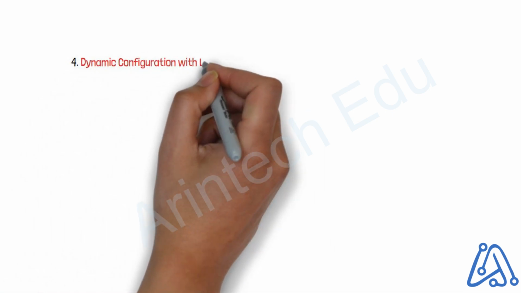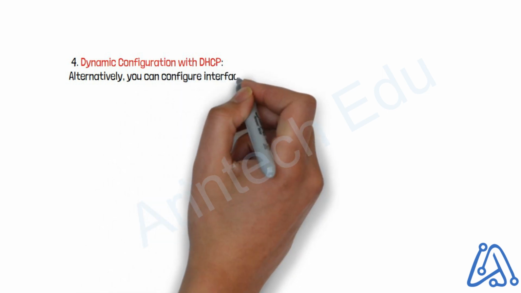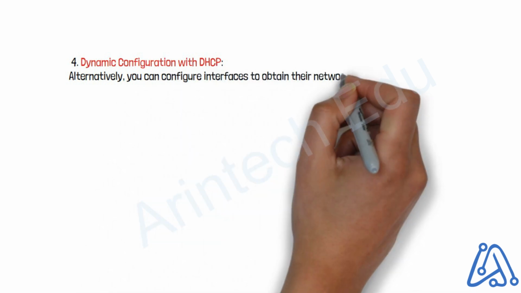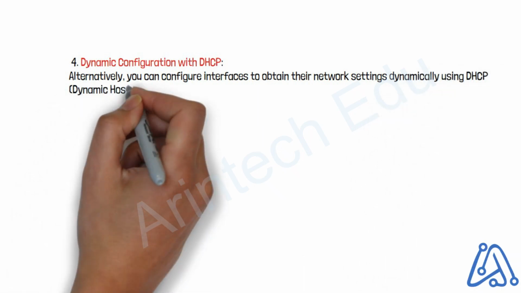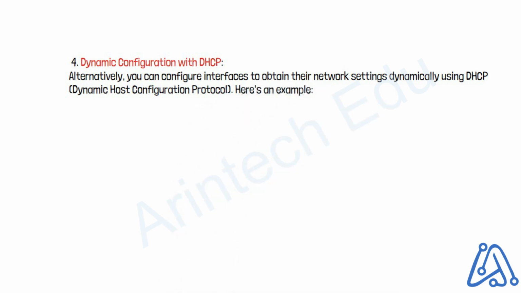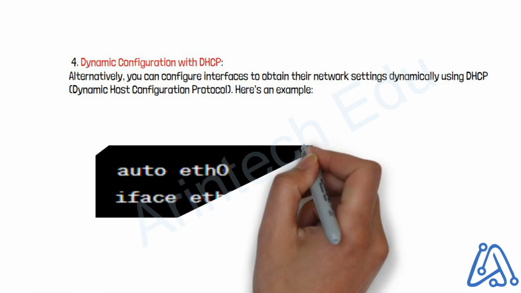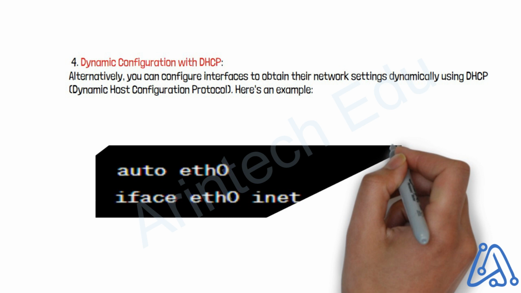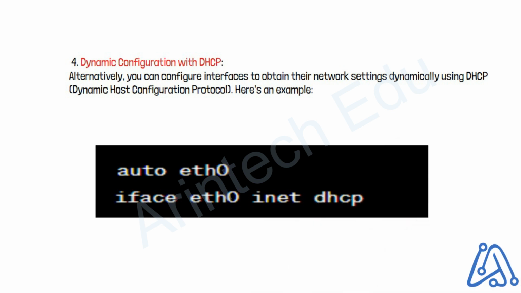4. Dynamic configuration with DHCP. Alternatively, you can configure interfaces to obtain their network settings dynamically using DHCP, Dynamic Host Configuration Protocol. Here's an example. This configuration instructs the interface, eth0, to obtain its IP address and other network settings automatically from a DHCP server.